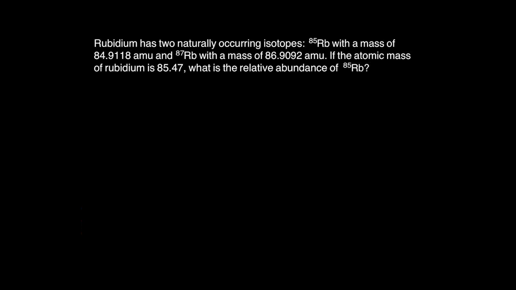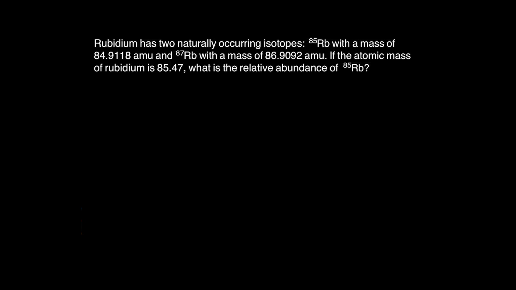Rubidium has two naturally occurring isotopes: 85 rubidium with a mass of 84.9118 AMUs and 87 rubidium with a mass of 86.9092 AMUs. If the atomic mass of rubidium is 85.47, what is the relative abundance of 85 rubidium?